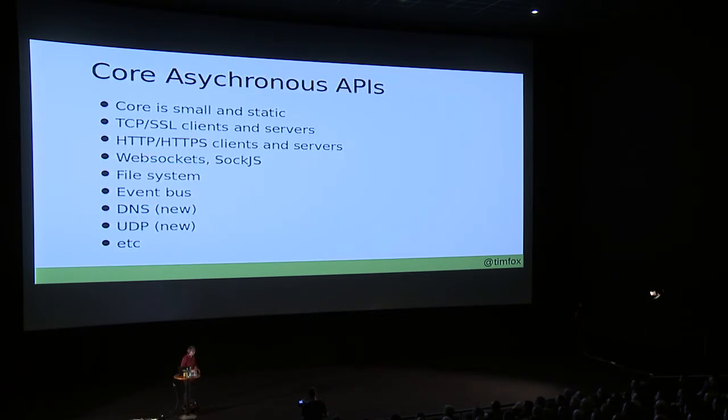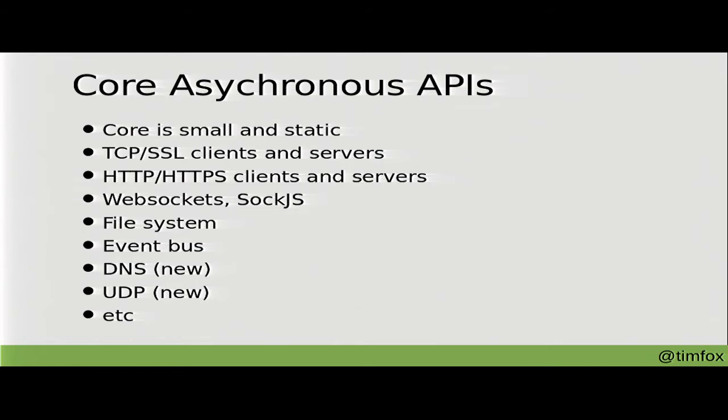Okay, so I'll show you some actual code in a minute. But first of all, I just want to talk about, at the core of Vertex, we have a very small set of APIs, and they're all asynchronous. If you've used Node.js before, it's a similar kind of idea. They're quite low-level APIs. They do stuff like TCP, HTTP. We have a full WebSockets implementation. We have sock.js support built in.